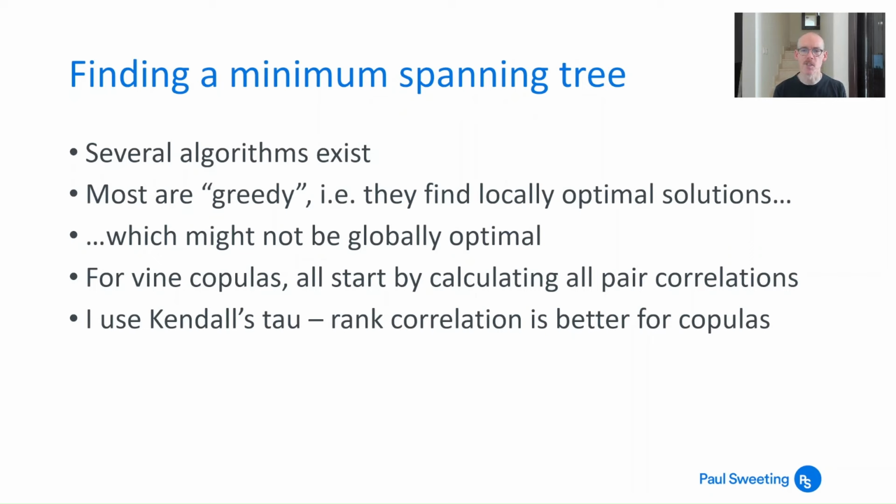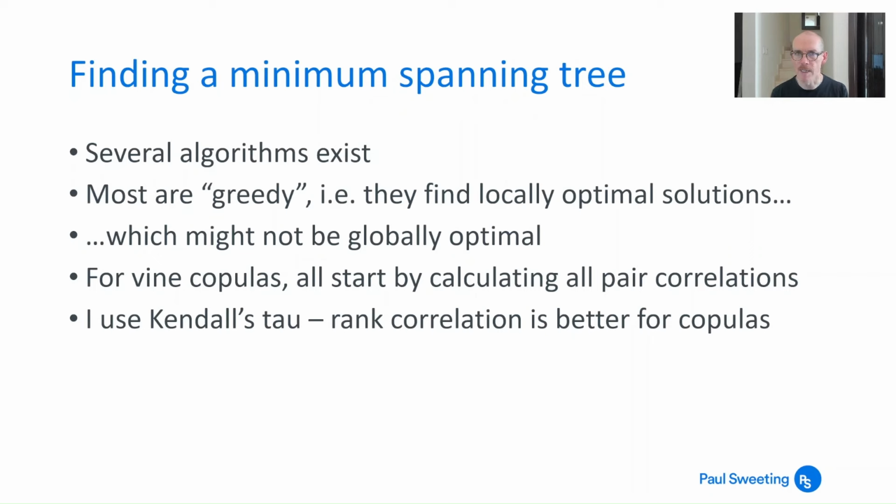For this, I use Kendall's tau. Kendall's tau is a rank correlation coefficient, and it's particularly well suited for dealing with copulas. I mean, rank correlation is how you should think about correlation for copulas anyway, because copulas essentially join the order of the observations rather than the value of the observations. And Kendall's tau does have quite a sound theoretical basis for this.